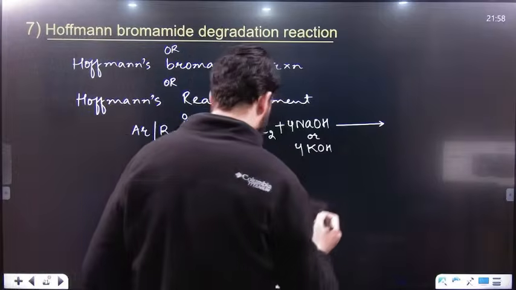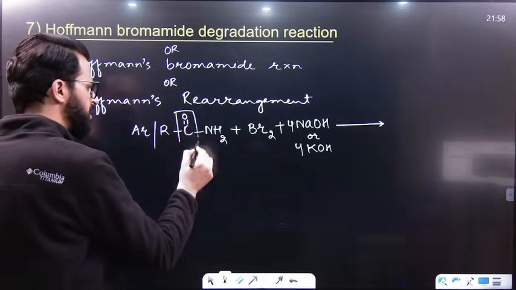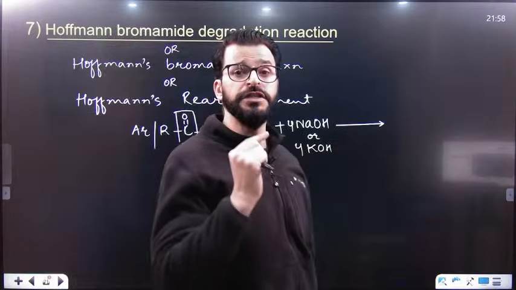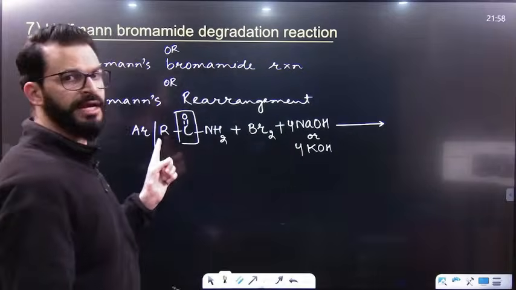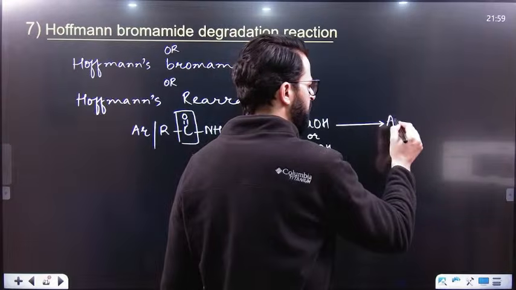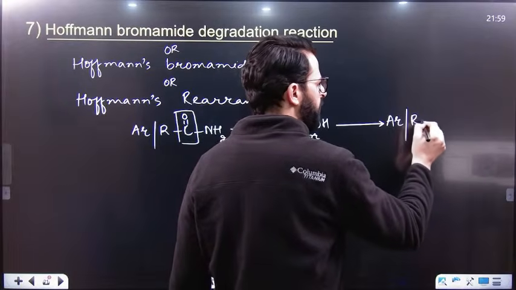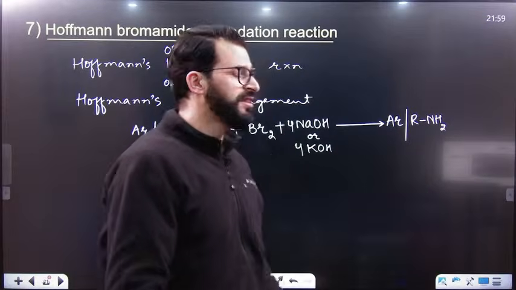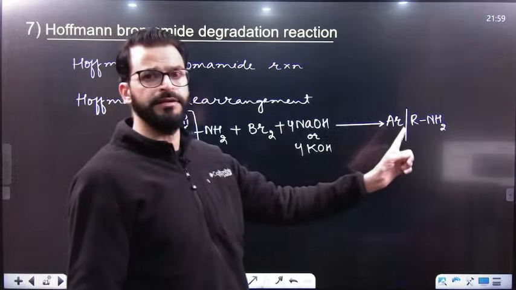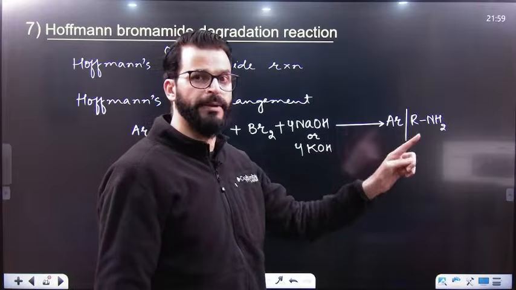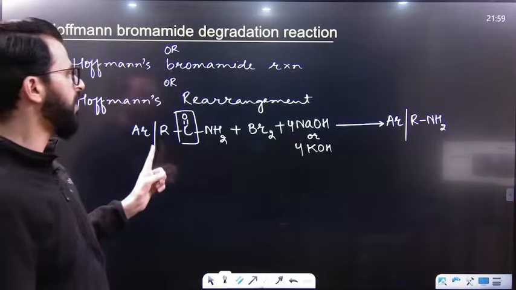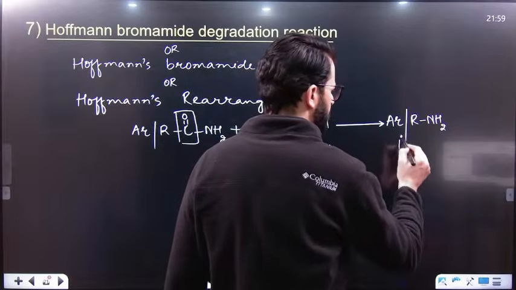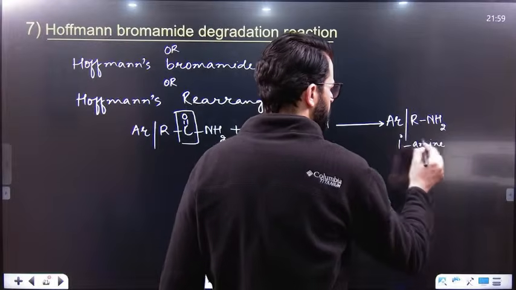What we have to do is remove this C double bond O. That means you have to form an amine with 1 carbon fewer than the parent amide. So here the amine will be a primary amine, whether aliphatic or aromatic, but with 1 carbon fewer than the starting amide.